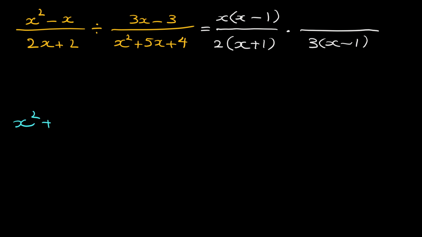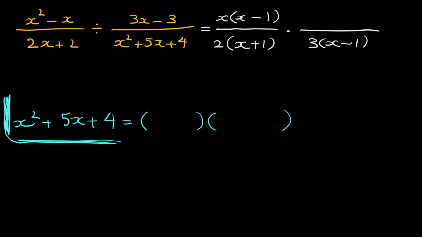x to the 2 plus 5x plus 4. For factoring trinomials like this, when the leading coefficient, this coefficient here, is 1, we put two brackets, and in each bracket we write x. Then we look for two numbers whose product is 4 and whose sum is 5. What are the numbers whose product is 4 and sum is 5? The numbers are 1 and 4.